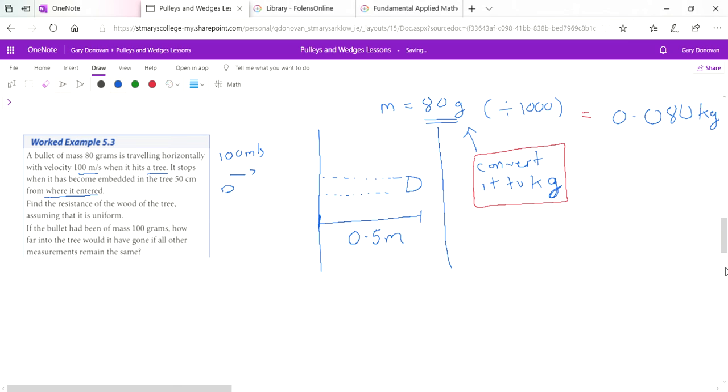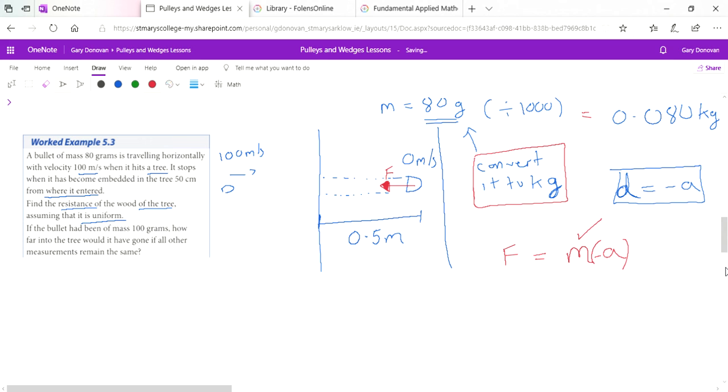So obviously here, its final velocity is 0 meters per second because it stopped. So what we have here is we have deceleration rather than acceleration. And remember, deceleration is just a negative acceleration. So find the resistance of the wood of the tree, assuming that it's uniform. What they mean by that is, well, what's the resistive force? So what force is slowing it down? So if we want to find this force, the force that's slowing it down, we need to know its mass and we need to know its rate of deceleration, which is just negative acceleration.